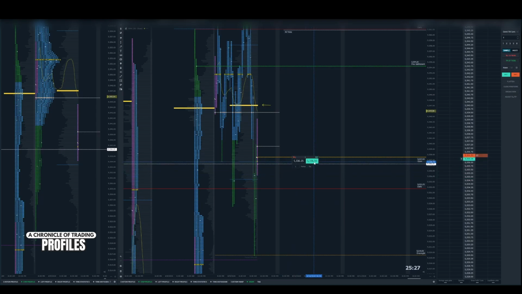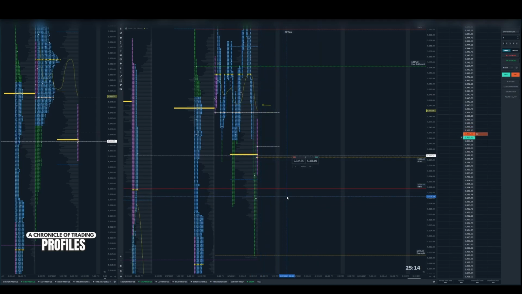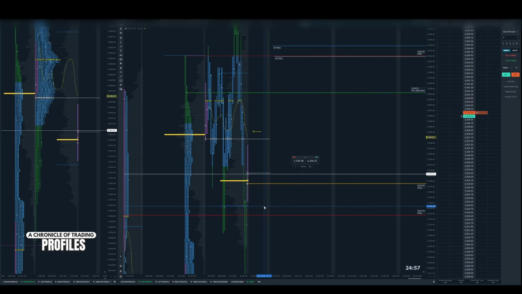I just want to let this settle a little bit. And you can see we're bouncing between that low volume node and the low volume node towards the bottom there. That red line is just an old low. I eventually take that out of there. I forgot to take it out, so that doesn't mean anything.